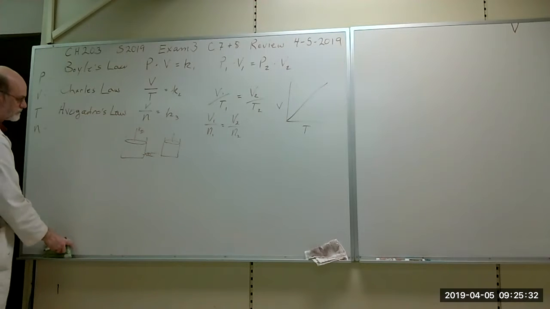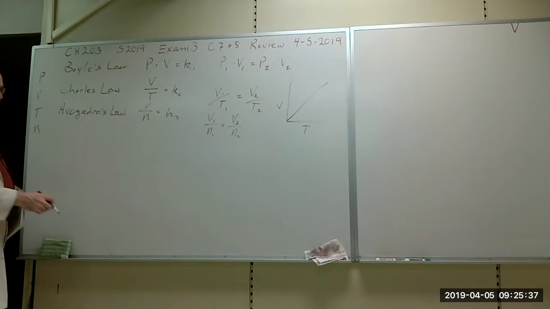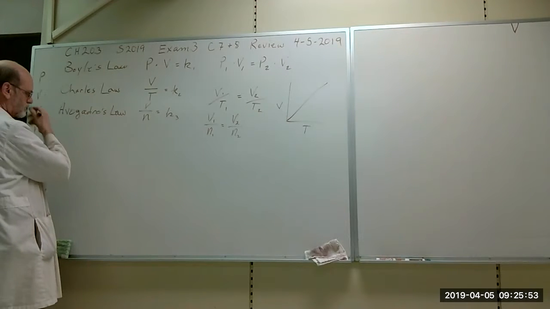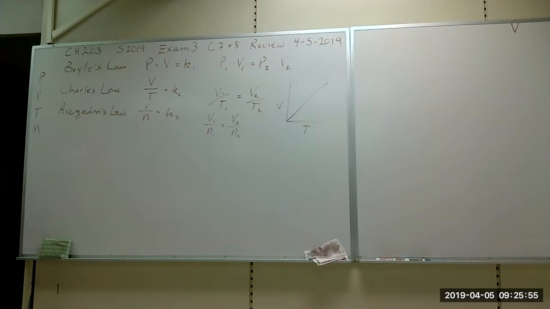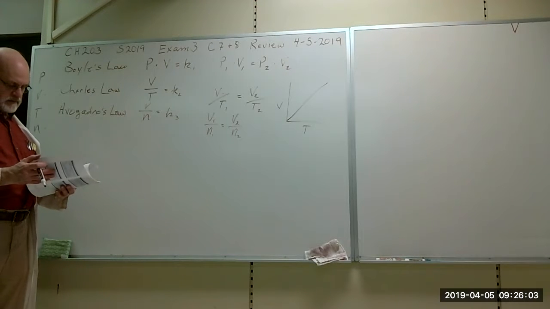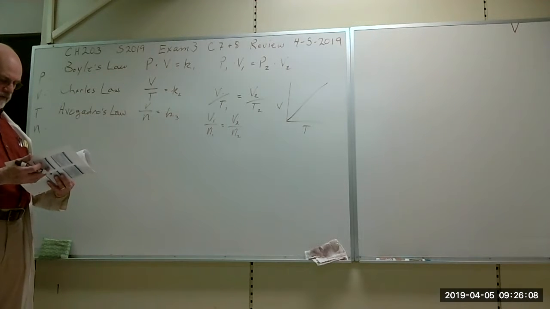But for chemists, the way you change the amount of gas is you have a chemical reaction. So let's say we have a certain amount of, I'm trying to pick a good example. Did we do one in here? I don't think we did one.